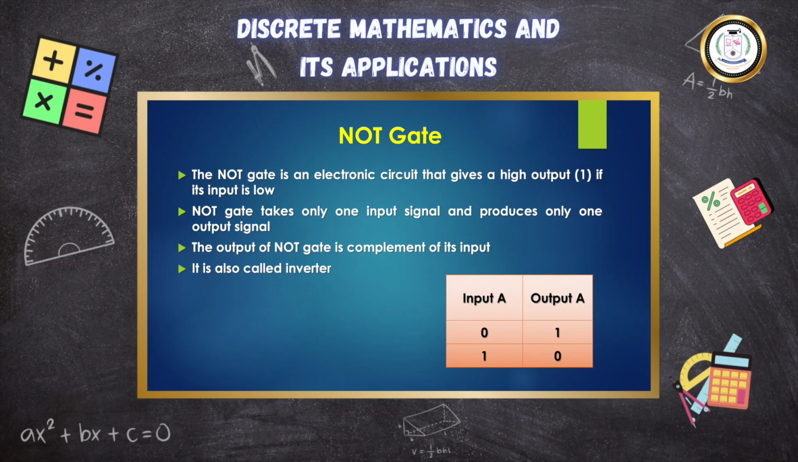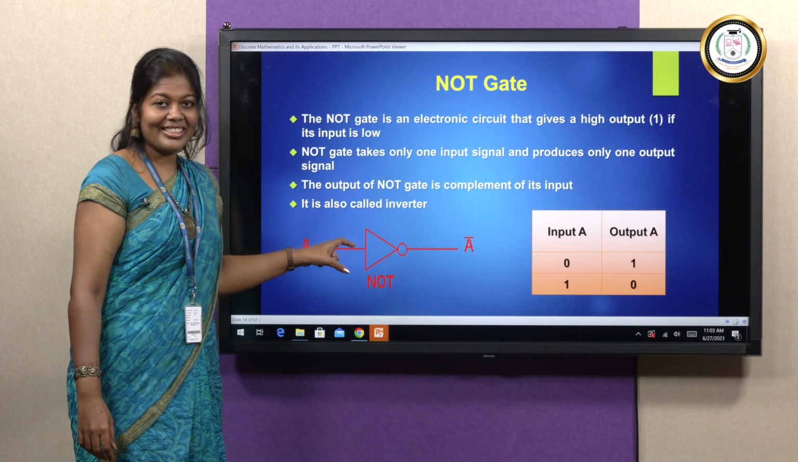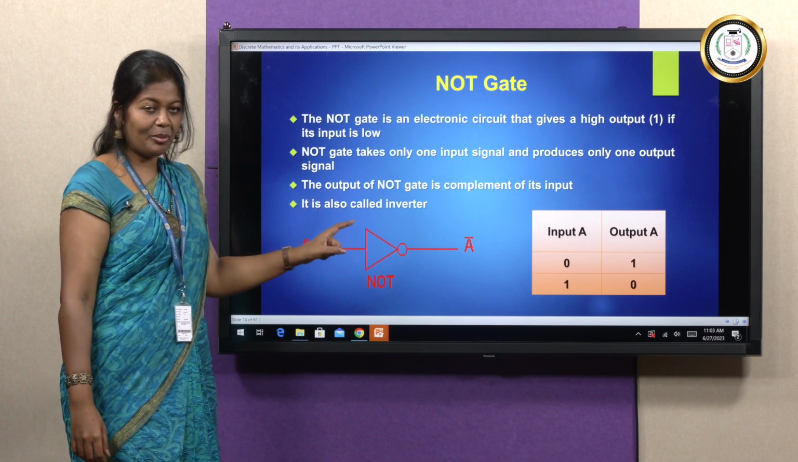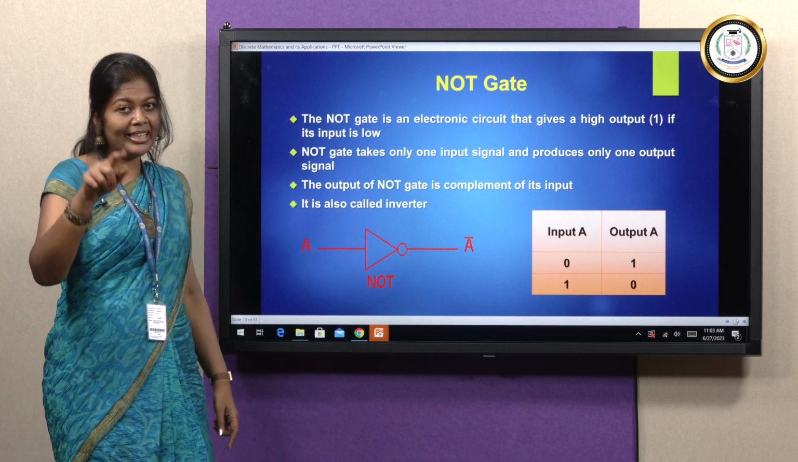This is the truth table for the NOT operator or the negation operator, and this is how it looks. The symbol that is used to represent a NOT operator is this, a triangle followed by a round.